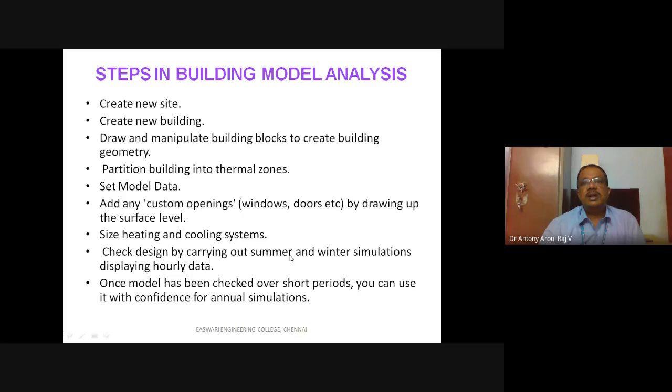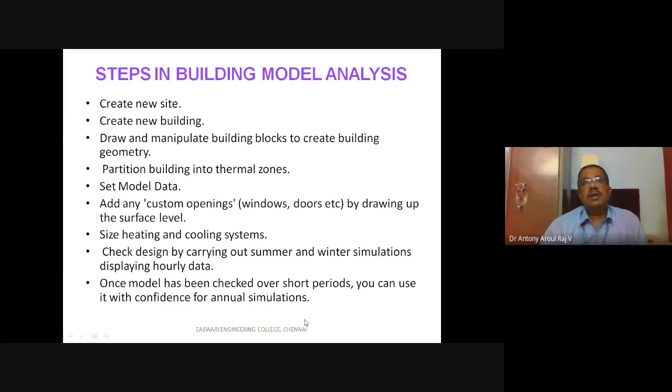You can do the simulation also, year-round simulation also. You can do it for the hourly data and hourly results. Okay, so first you have to do it with short calculations. First you can go for heating and cooling design, and after that you can go for simulation.